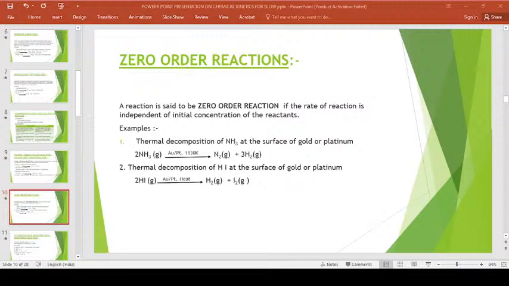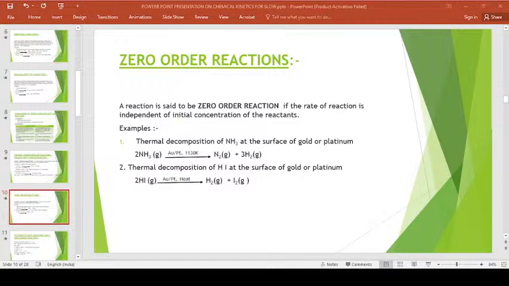Now let us come to the characteristics of the unit of the specific constant K. If the unit of specific constant K is in the form of concentration time inverse, then from that we can say the reaction is of zero order. Next comes the graphical nature. We have concentration of R equal to minus KT plus R naught. Let it be equation number A.